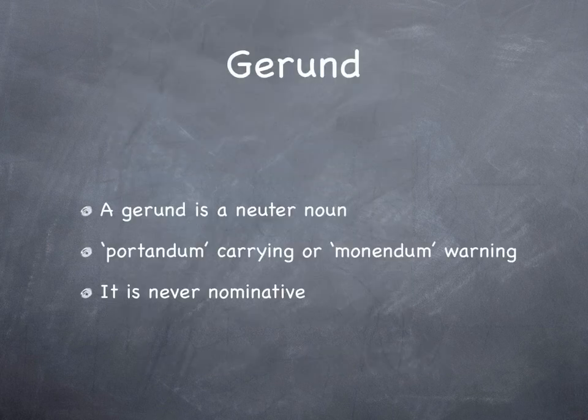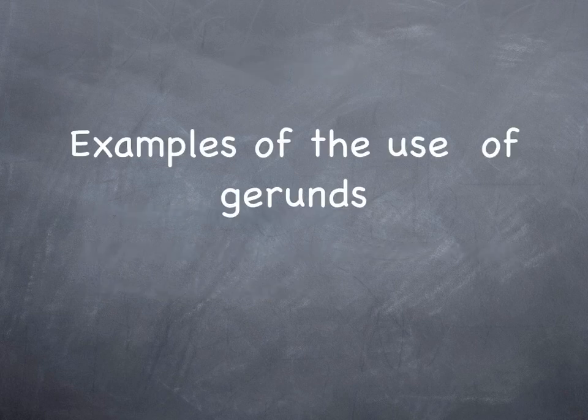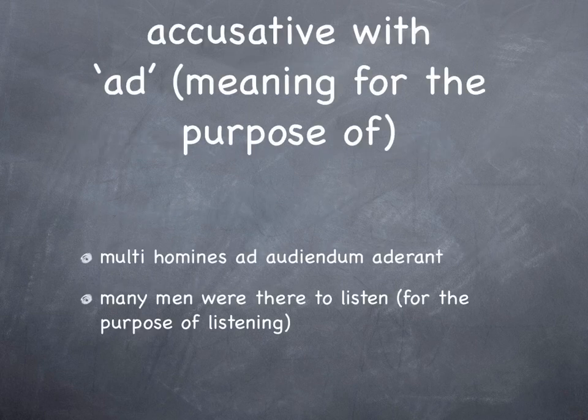A gerund is a neuter noun. Examples are portandum, carrying, or monendum, warning. Gerunds are never nominative. Examples of the use of gerunds. First of all, it can be used with the word ad, meaning for the purpose of. This is quite common. Multi homines, many men were there ad audiendum, for the purpose of listening, or just many men were there to listen.